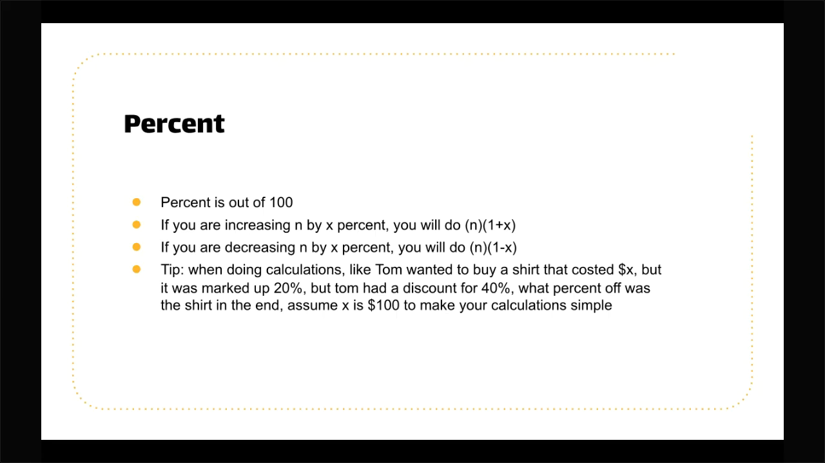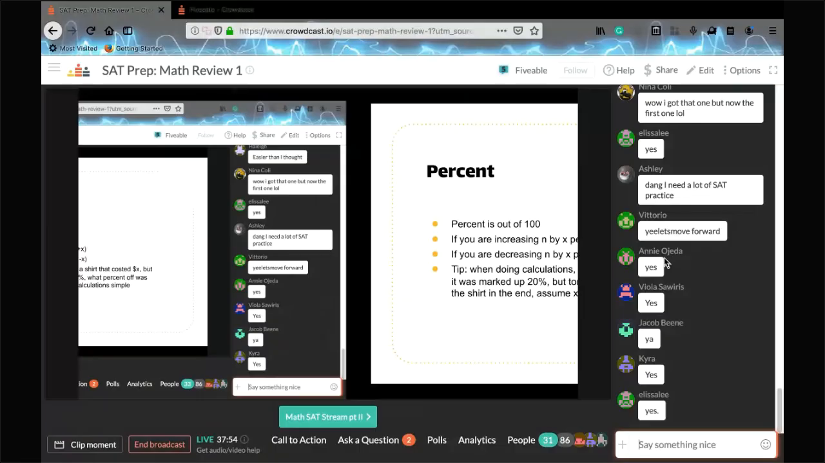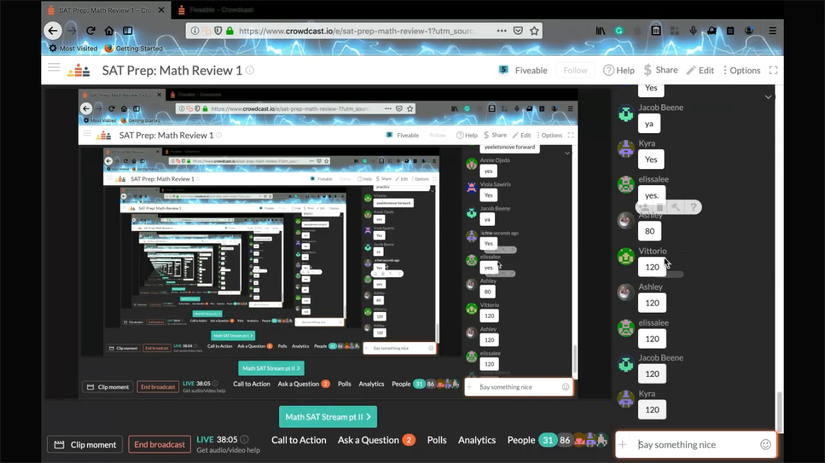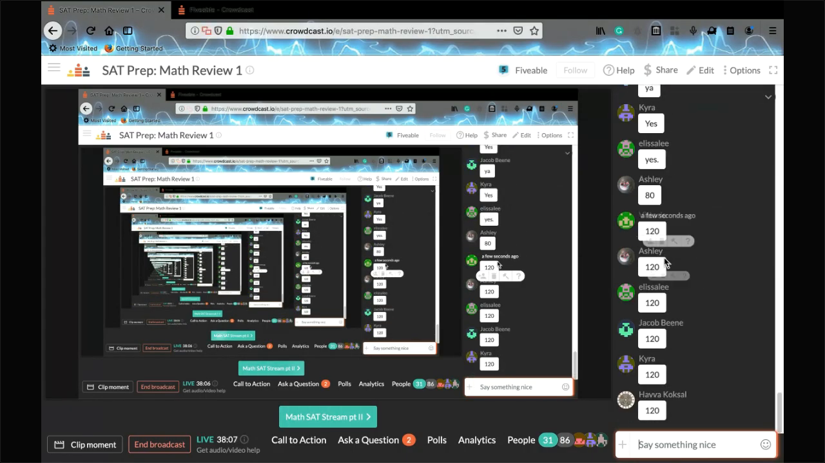So what's 100 marked up 20%? Does anyone know what 100 marked up 20% is? Marked up, not marked down. When you mark up something, let's give an example of a shirt. I don't know, what's a popular brand these days? Someone name a popular brand.